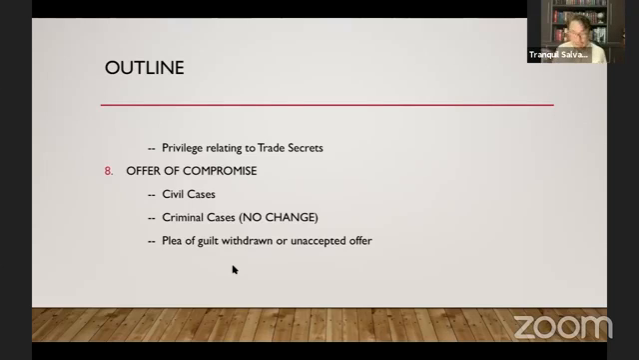Non-disclosure of who you voted for, non-disclosure of the results of the census, all of these are well-recognized privileges.